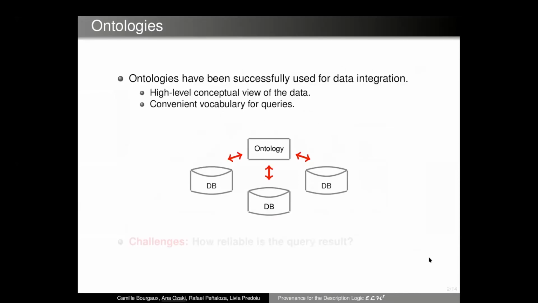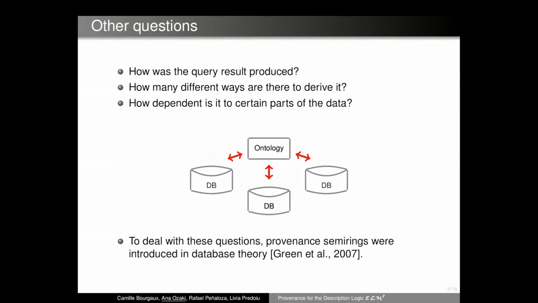Ontologies have been successfully used for data integration, and there are many benefits for doing so. But when one starts integrating multiple data sets and the data sets get very large, there are new challenges that arise. For instance, how reliable is the query result, or how was it produced? How many different ways are there to derive it, and how dependent is it on certain parts of the data?